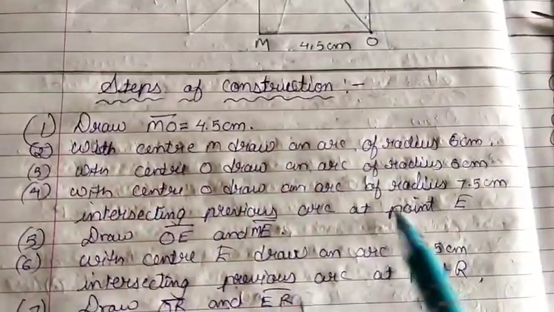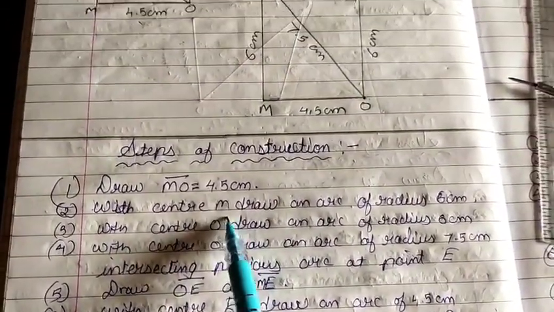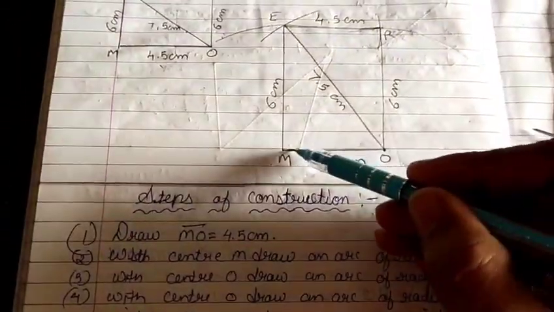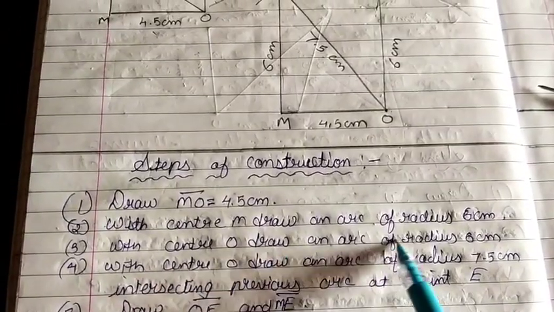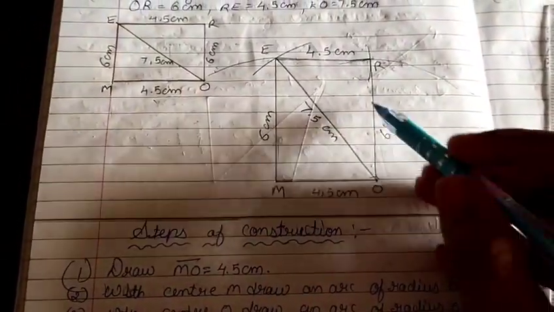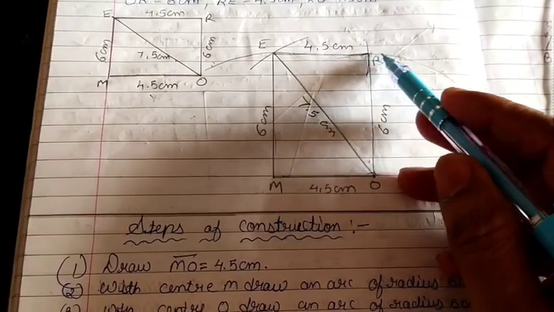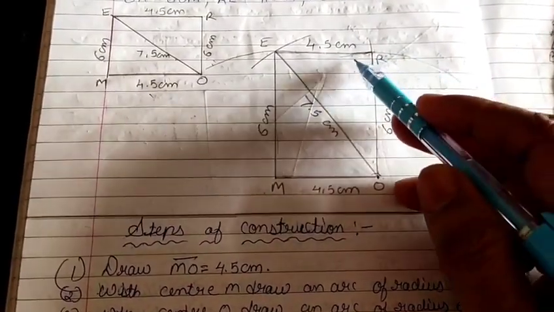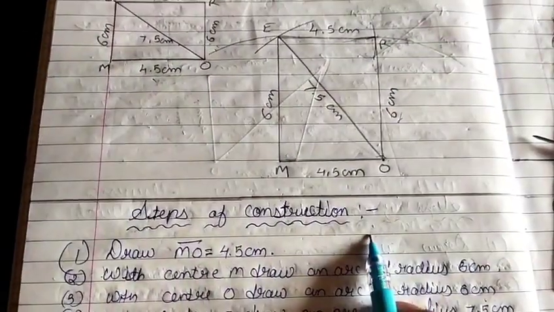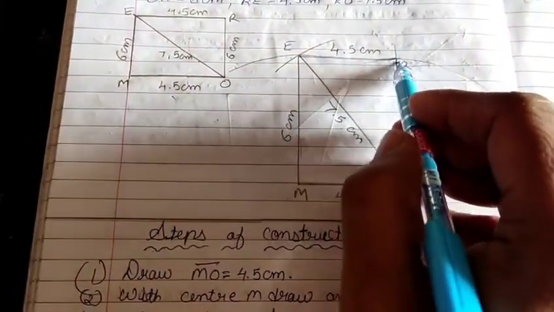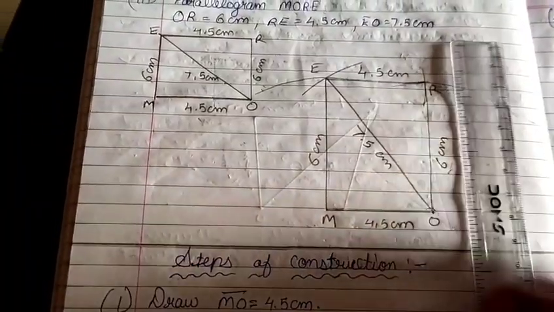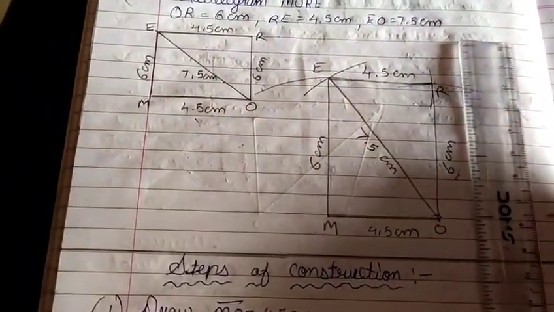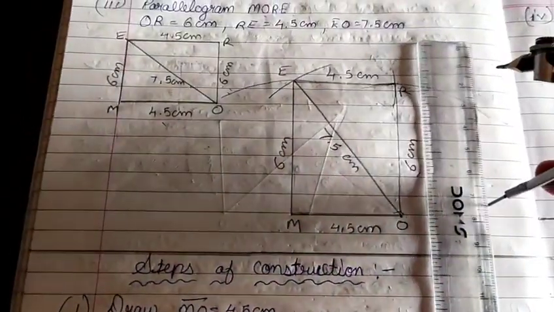After doing such, write down the step over here: with center M, draw an arc of radius 6 centimeter. With center M, we had drawn the arc of 6 centimeter. Then with center O, draw an arc of radius 6 centimeter. Now with center O, we had constructed an arc of 6 centimeter. After doing such, here we are not having any connecting point, so we have to draw this diagonal. So again take 7.5 centimeter length with your compass.